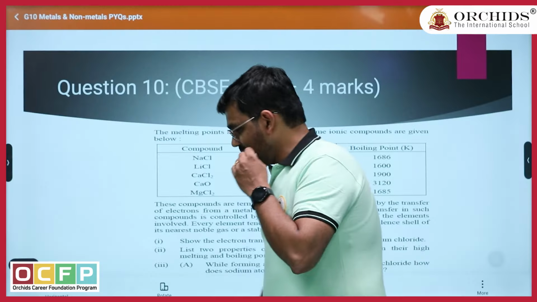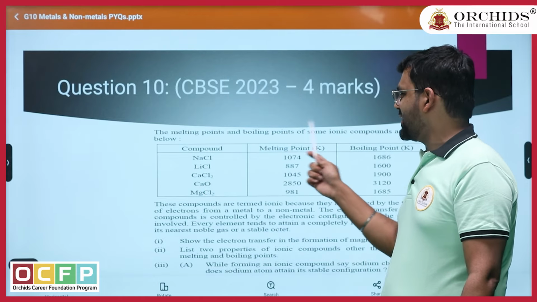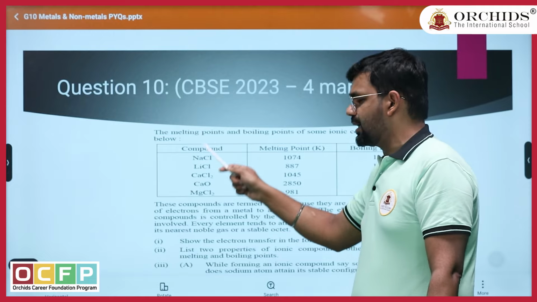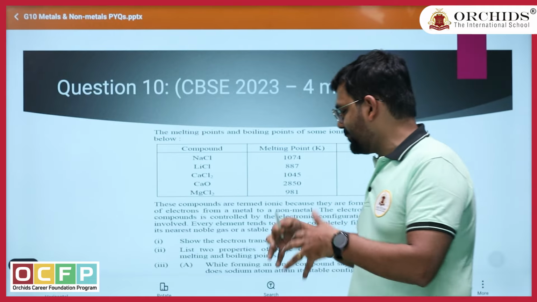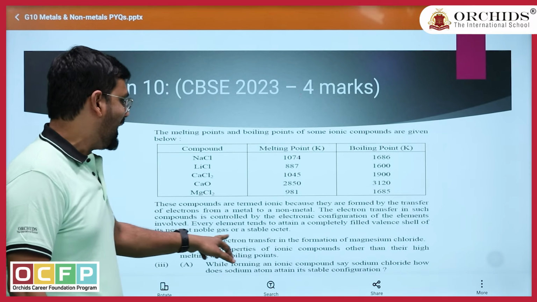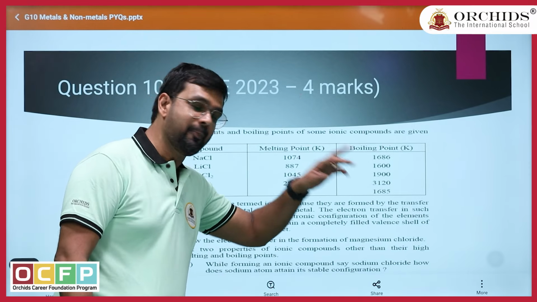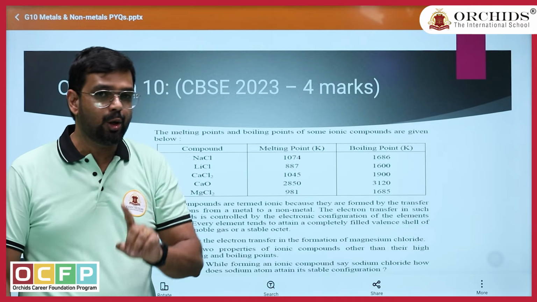This is a question which is given as a 4-marker, again a case study based question. The melting points and boiling points are given for some metallic salts here. These compounds are termed as ionic compounds. So let me directly go to the questions here. Show the electron transfer in the formation of magnesium chloride. We have already studied about Na2O. I have told you how to do it.